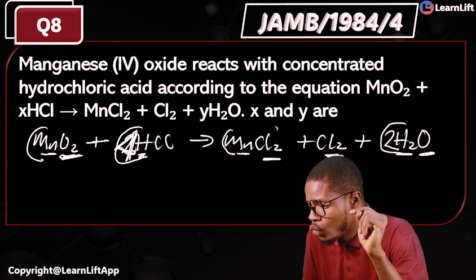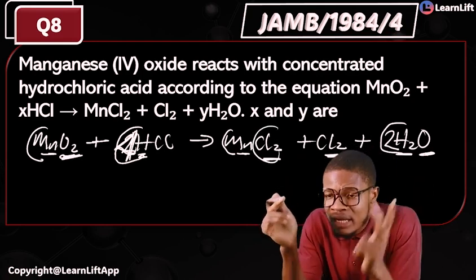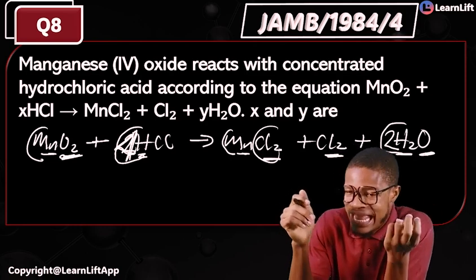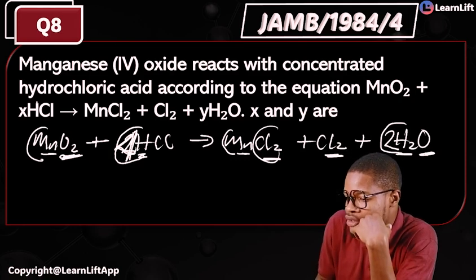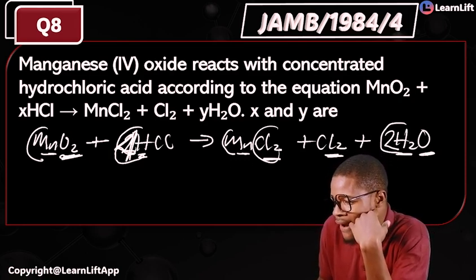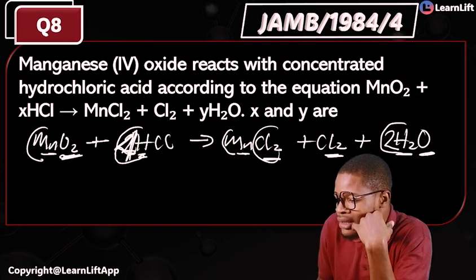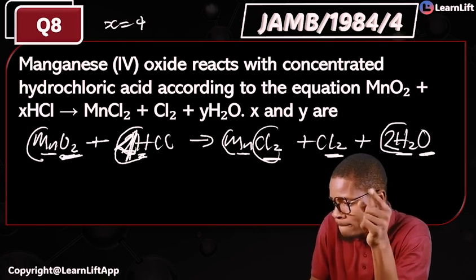On the product side, it is 2 plus 2. How many there? 4. Balanced. The question says we should get the value of X and Y, right? Okay, let's see it together. The X there, don't forget that the X is on the side of HCl. So where do we have our HCl? HCl there is 4. That means X is going to give us 4, right?